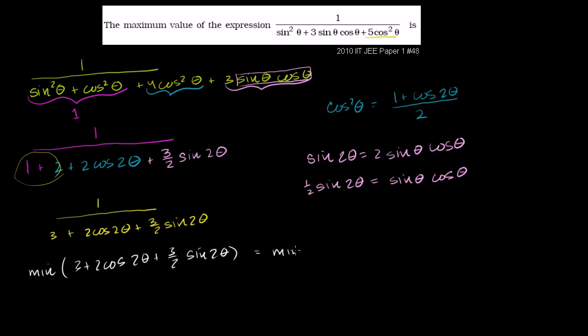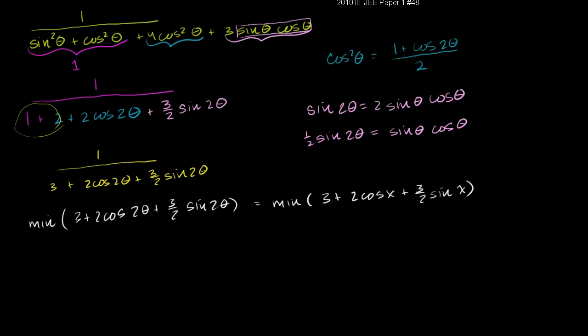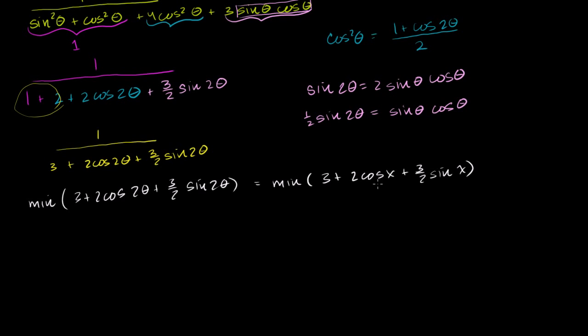is going to be the same thing as the minimum value of 3 plus, I'm just going to do the substitution that 2 theta is equal to x. That just simplifies things a little bit. You don't have to do that. But so 3 plus 2 cosine of x plus 3/2 sine of x. So this is a pretty simple expression. Let's see how we can figure out its minimum value. And my temptation is to take the derivative, find out where the derivative is equal to 0, and then that will either be a maximum or a minimum point. So let's take the derivative.